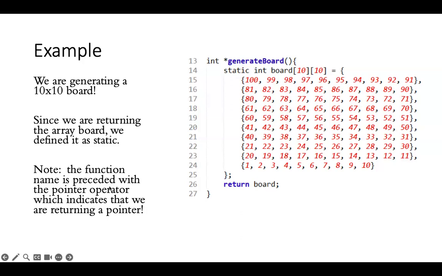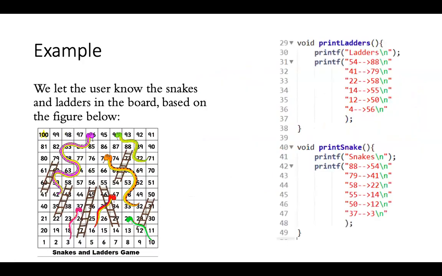And note that the function name is preceded with a pointer operator, as you can see, which indicates that we are returning a pointer. So how is this possible? You know that we cannot return an array. But this is only possible if we return its address instead, the address of the array.